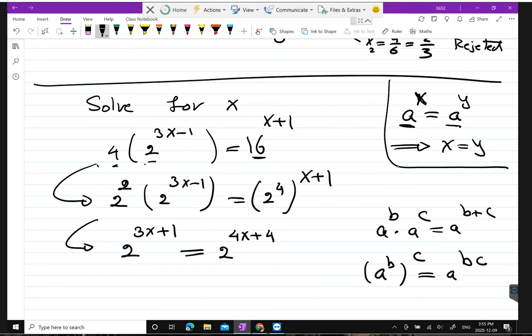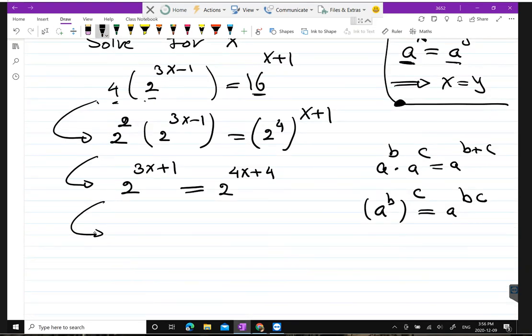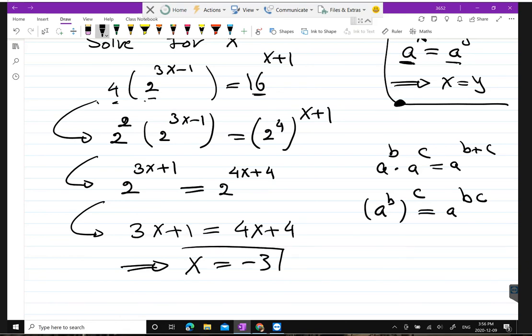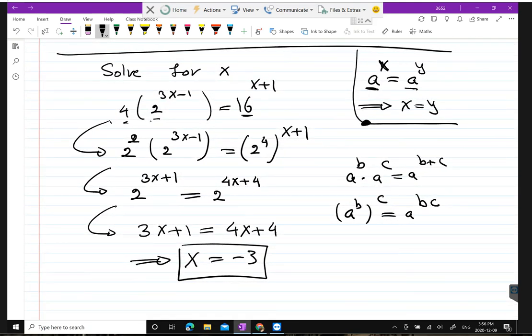And now use the rule here, or you can say that because 2 to the power of x is one-to-one, therefore you have 3x plus 1 is equal to 4x plus 4, and then happily you can find x. This goes over there, this goes here, you will get 4x minus 3x, it is x, and then minus 4 plus 1 is minus 3. So this is the solution for this equation, and there is no restriction here. So we accept it, the solution set is accepted. Great.